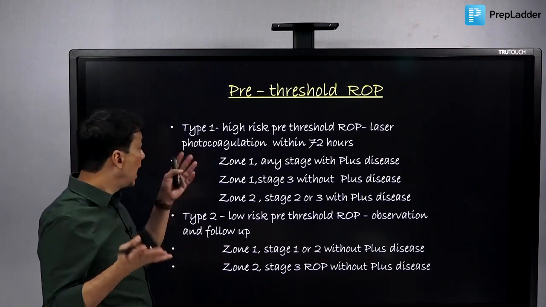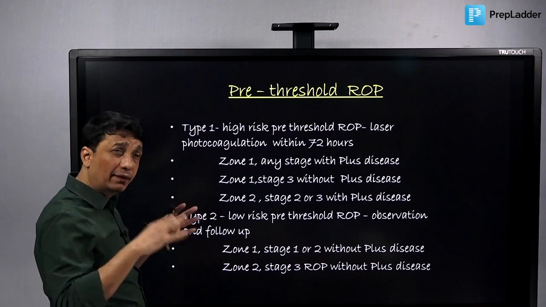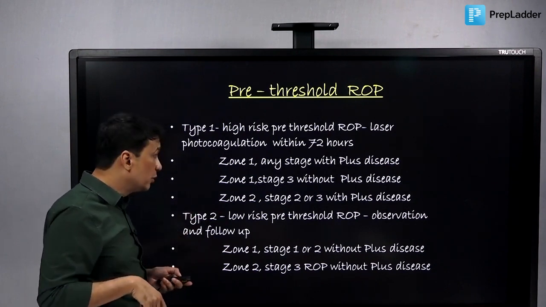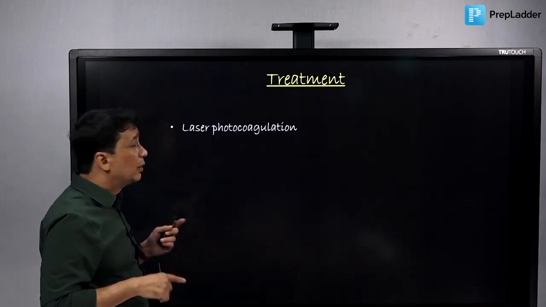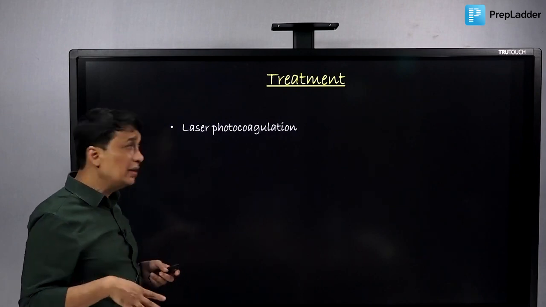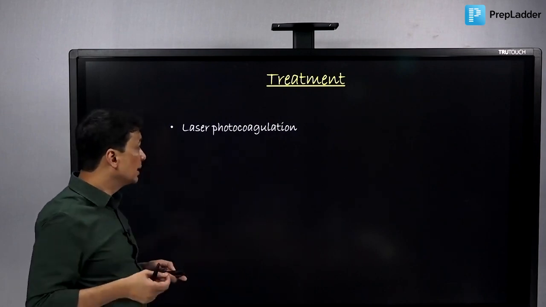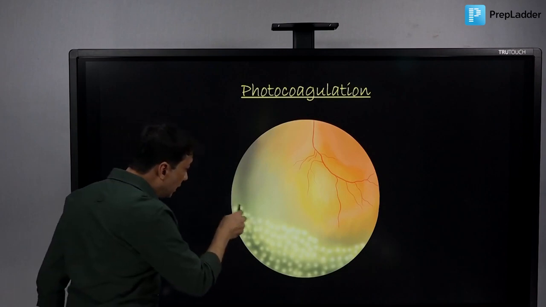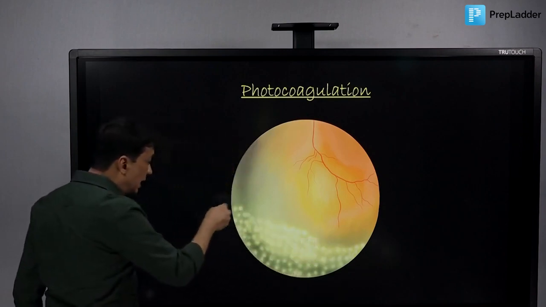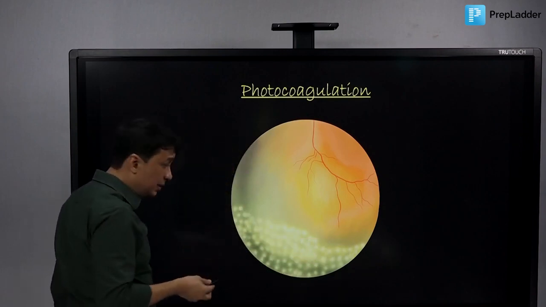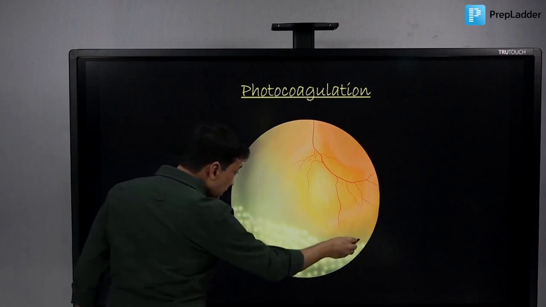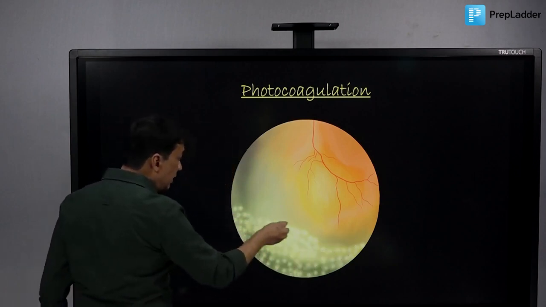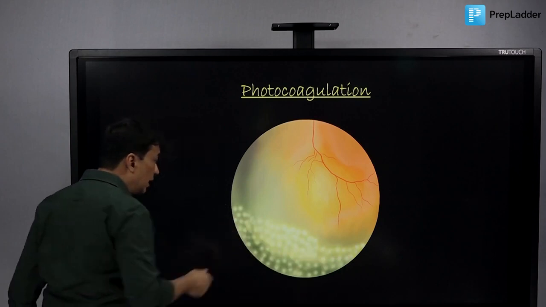And once we've diagnosed all this threshold, pre-threshold stuff, what exactly is the treatment? The treatment, remember, is laser photocoagulation. What is that? Usually we take a double frequency Nd:YAG laser, green laser, and we coagulate the avascular part of the retina. You see that we've coagulated the entire avascular retina.